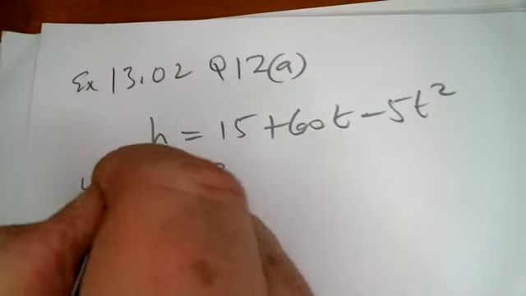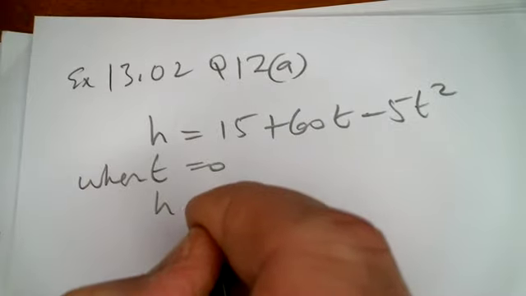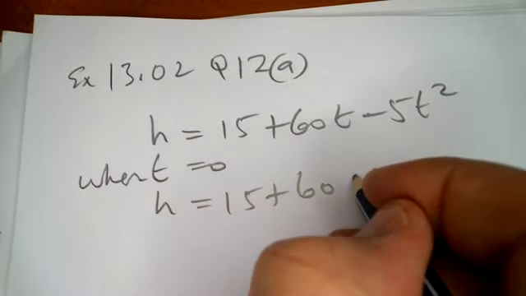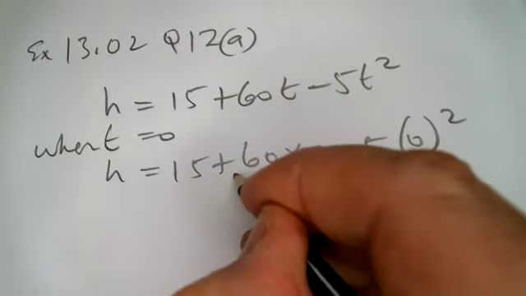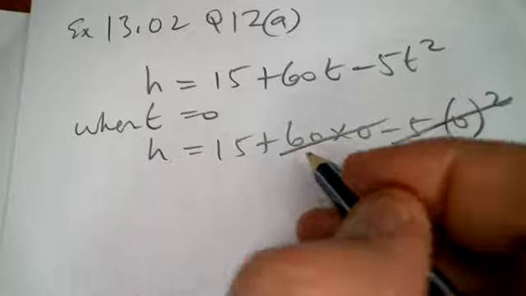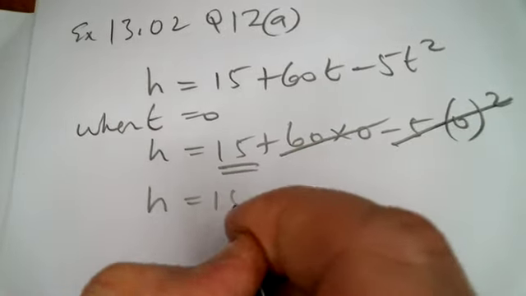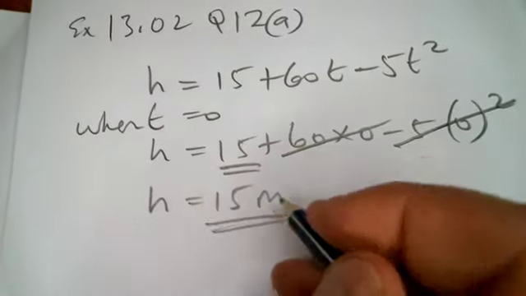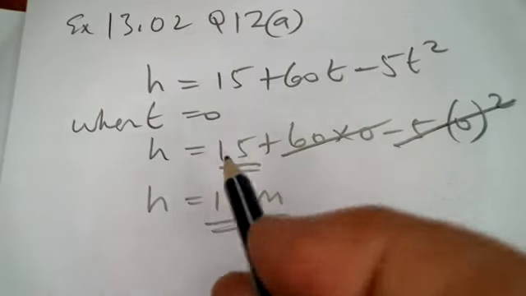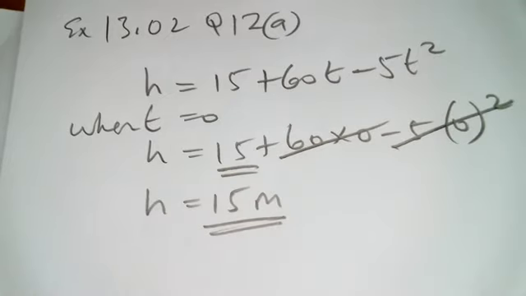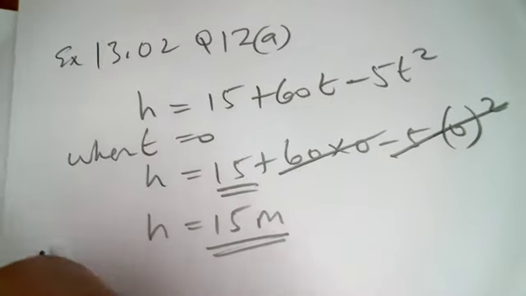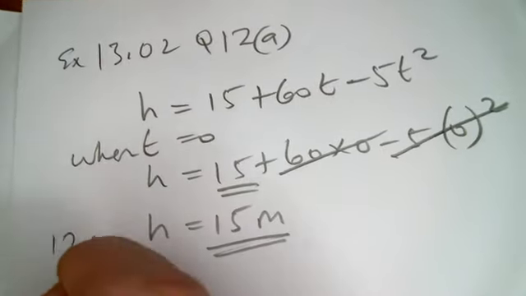So when t equals 0, h is equal to 15 plus 60 times 0 minus 5 times 0 squared. Well, anything times 0 is 0, anything times 0 is 0, and so the height is going to be 15 meters. Now, you do need to put some sort of statement here saying that when t is equal to 0, h is 15 meters above the ground, or something like that. So do have a qualifying statement, a clarifying statement for each of your answers. So there's the answer to 12a. All right, let's do 12b.